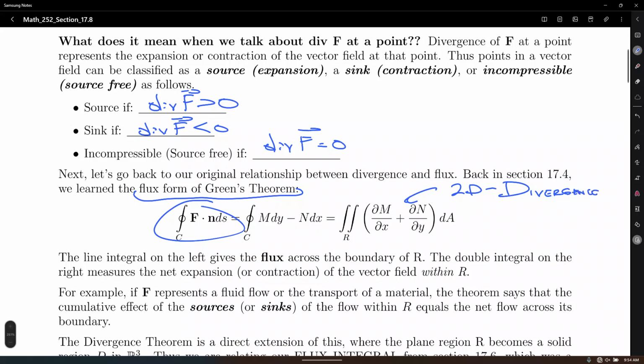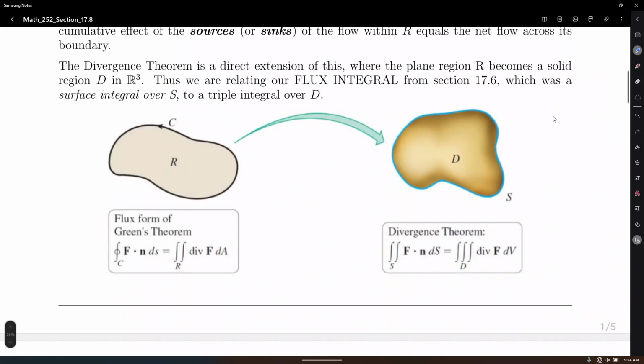All right? So, here it is. This is the flux form. Recall. Again, we're looking at all these components of the force field going outside of R, not in the direction of motion of the particle along C.